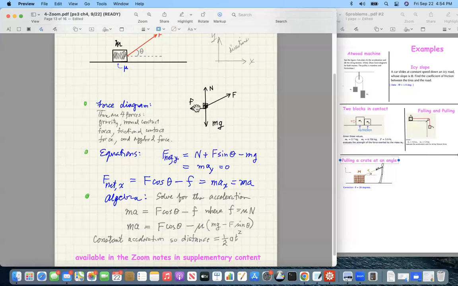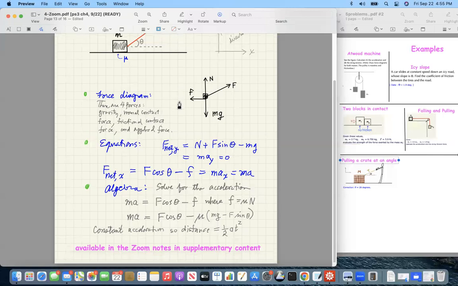Then there's the net horizontal force. Well, this tension has a horizontal component, T or F cosine theta. And then in the other direction, there's the frictional force, minus f. And that has to be m times the acceleration in the x direction. We could just call that ma. Since ay is zero, we might as well just call ax equal to a. So that's Newton's second law. We could only get those equations by looking at the force diagram. That's why in all these problems, the first step is to draw the force diagram.